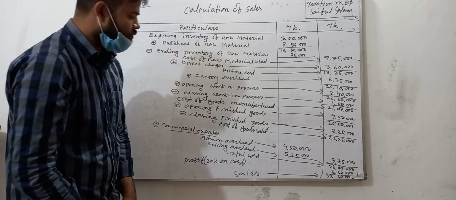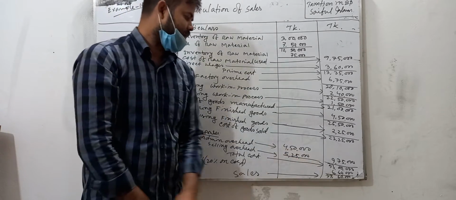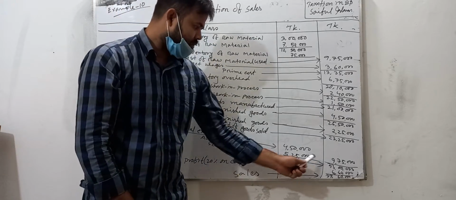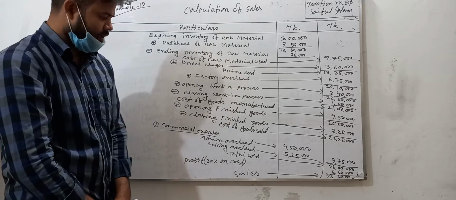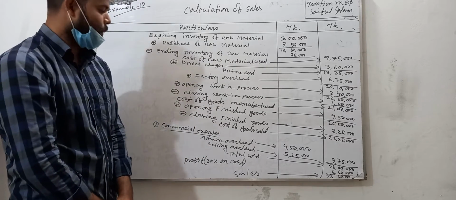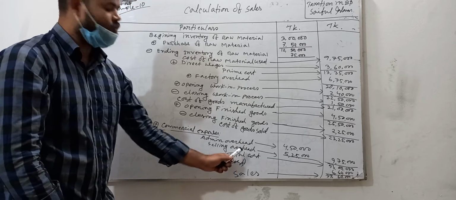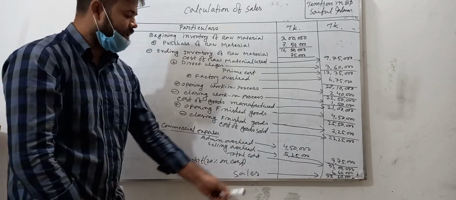Then the answer will be total cost. And in the answer solution sheet, we see that total cost is 33 lakh. And we will add profit with total cost, then we will get sales.